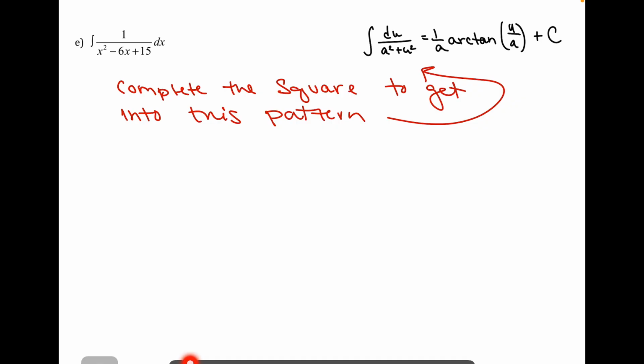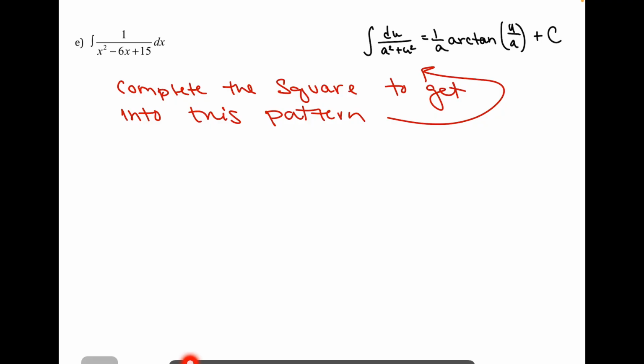Let's take a look at another example that's a little bit different. Now I have the antiderivative of 1 over x squared minus 6x plus 15. This almost looks like the arctan pattern. We have an x squared, and then we have that plus 15. The problem here is that minus 6x. That middle term is making this not fit into my arctangent pattern.